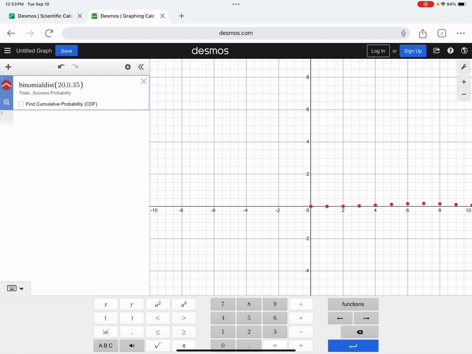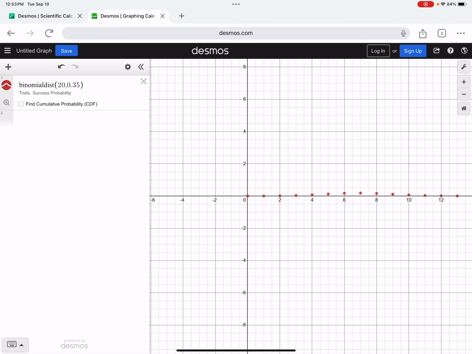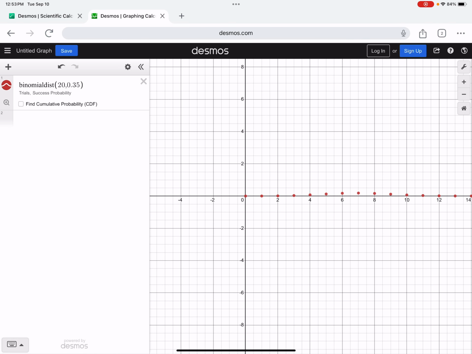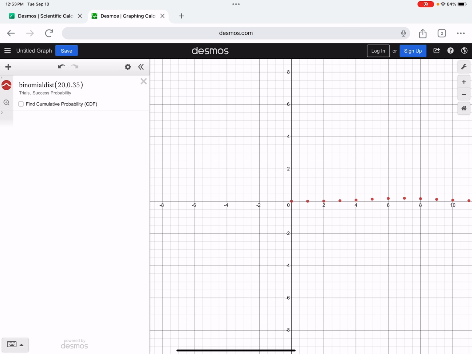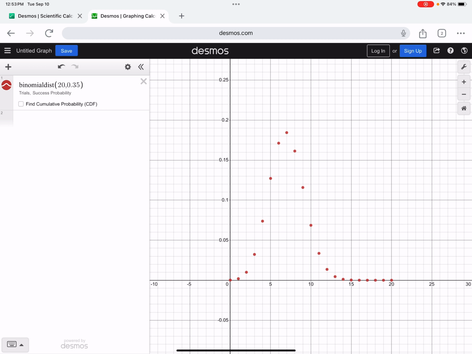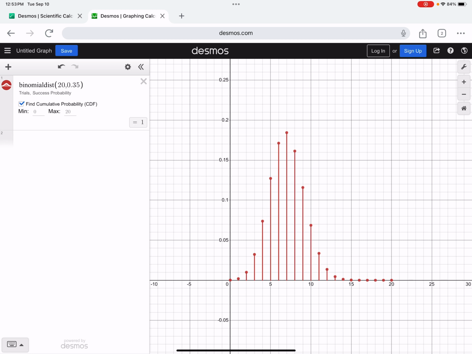Now, you'll notice that over here, right, they're trying to graph something. It's hard to tell what it is, but if you click on the little magnifying glass with the plus sign in it, then it'll automatically zoom in to that distribution. And this gives us the PDF. If you click on the find cumulative probability, then it will start to add up the individual probabilities there in that distribution. We want the probability that x equals 5.